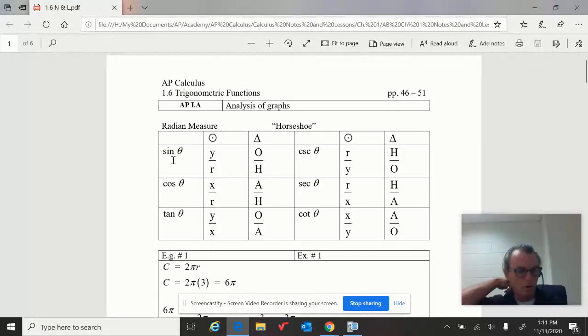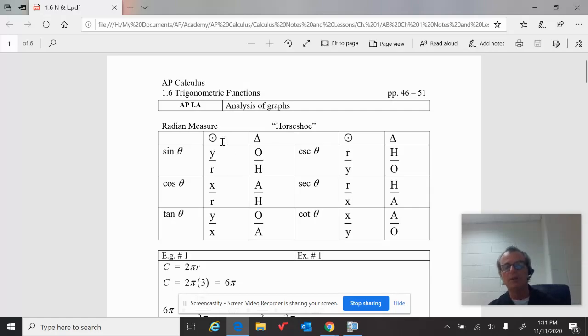So the left column, we have sine, cosine, tangent, and we wrote them that way because the definition of tangent is sine over cosine. And across from them are the reciprocal trig functions. The reciprocal of tangent is cotangent, the reciprocal of cosine is secant, and the reciprocal of sine is cosecant.